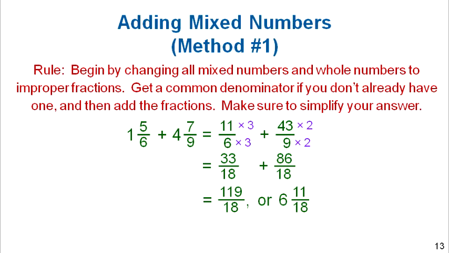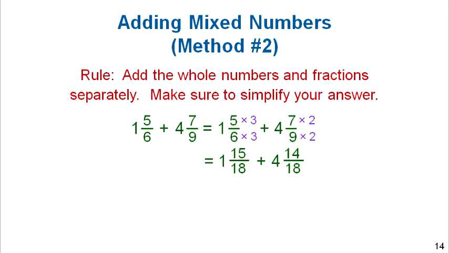And, of course, to do that, you must start by dividing the top number by the bottom number. Since 119 divided by 18 equals 6 with a remainder of 11, we can say that 119 over 18 is equal to 6 and 11/18. Now let's work the same problem using a different method.